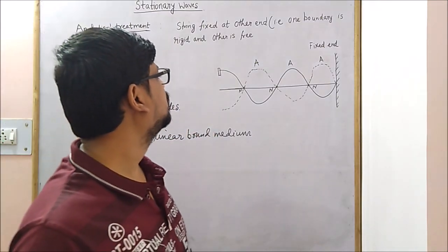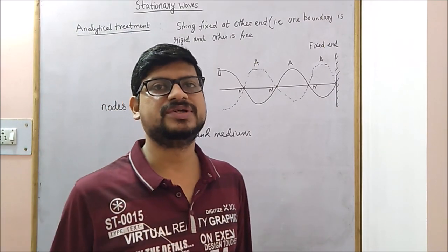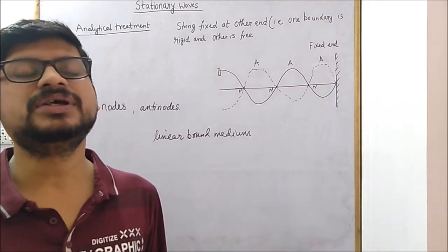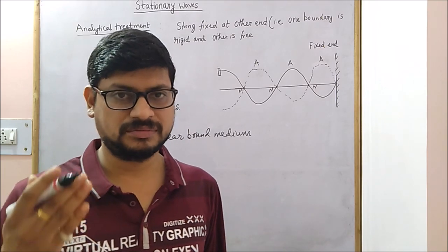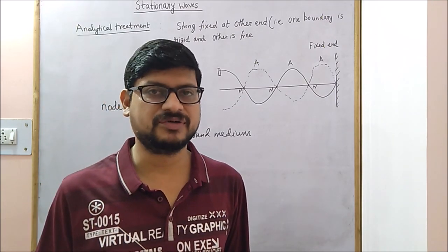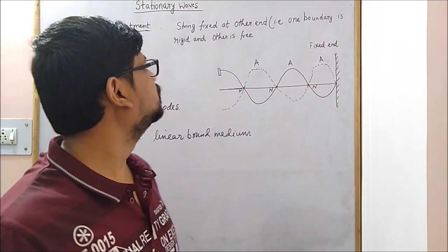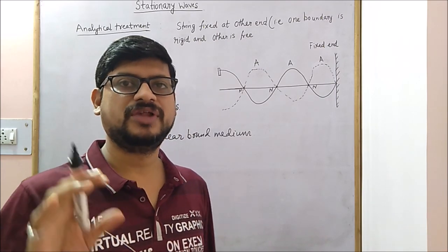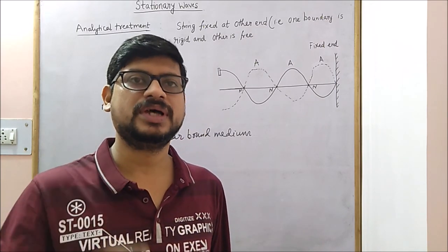Another important thing is that for getting points of nodes and antinodes, not all the frequencies will give these points of nodes and antinodes. There are only certain frequencies which will give the points of nodes and antinodes, and these frequencies are called the natural frequencies. Again, I tell you, in stationary waves, the energy is confined to the point of superposition of the two waves, unlike the progressive waves where the energy is being transferred from one point to another.